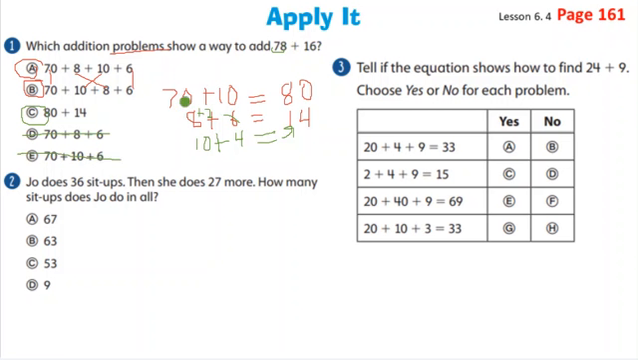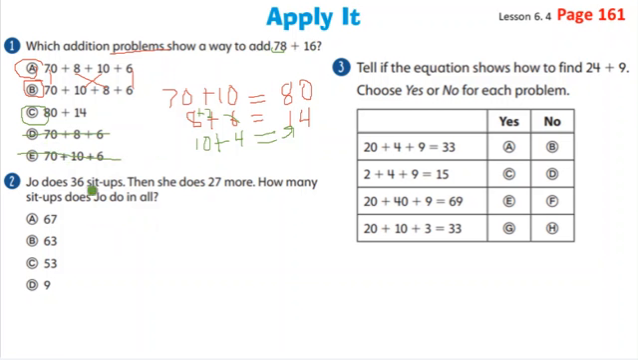See how I'm working this out? I'm going through and I'm systematically either confirming the equations that show a way to add 78 plus 16, or I'm debunking. I'm saying that that is a non-example of what this is here. So these two are non-examples of this.